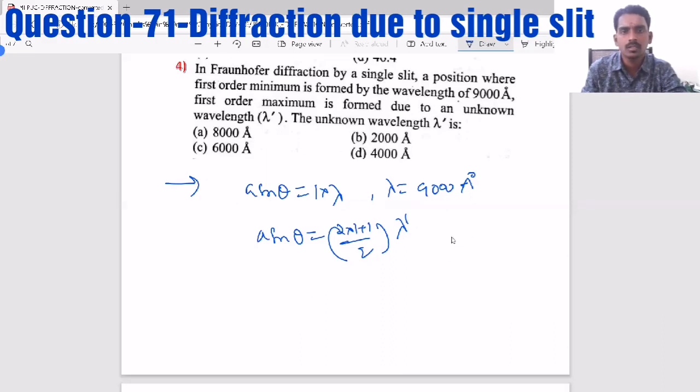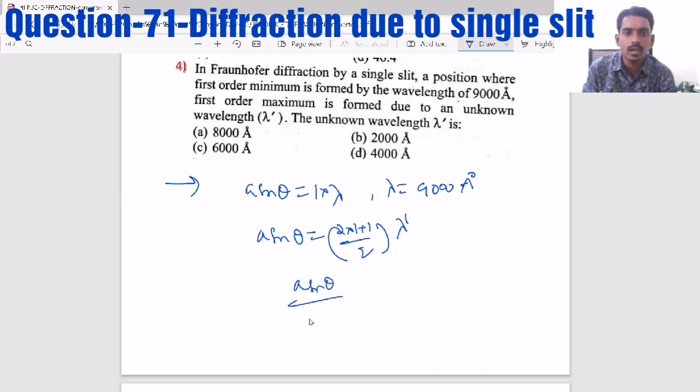From the first equation you can get the A value, but here if you observe properly there is a small confusion in the question, means the question is not 100% proper. So first they said first order minimum is formed by wavelength. So the slit width is same, but theta will be different. And first order maximum is formed due to an unknown wavelength. But in case you consider both theta are same, then only when you take the ratio, you can equate both of them.